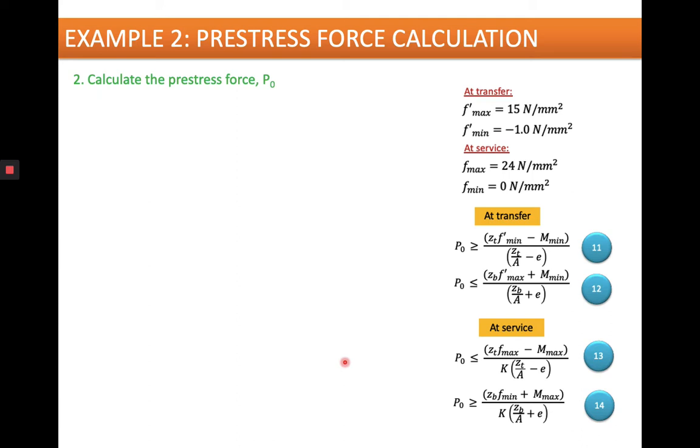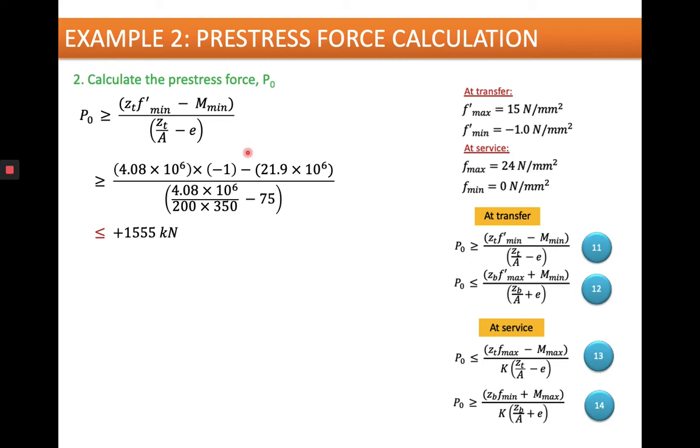The next step is to calculate the pre-stress force. Previously, in the derivation of the equations, we have already derived equations 11, 12, 13 and also 14 with the P naught value that is sitting on our left. So we have all these equations and we can calculate the P naught value at transfer and also at service. I'm going to show you one example of the calculation. We start with P naught, ZT times F prime minimum minus M minimum, divided by ZT over A minus E. This is the first equation, which is equation 11.